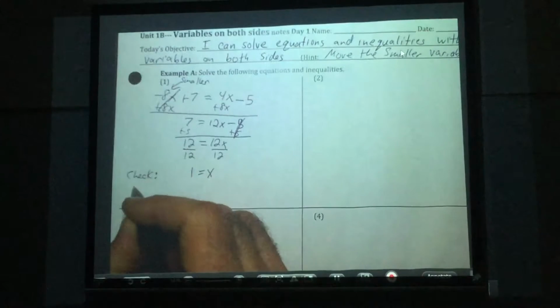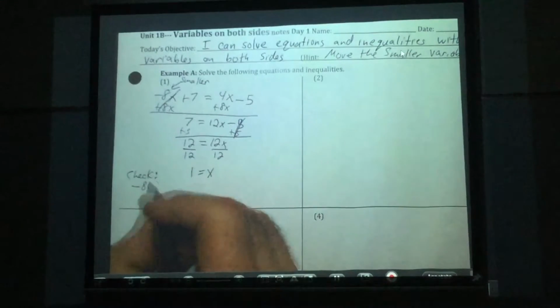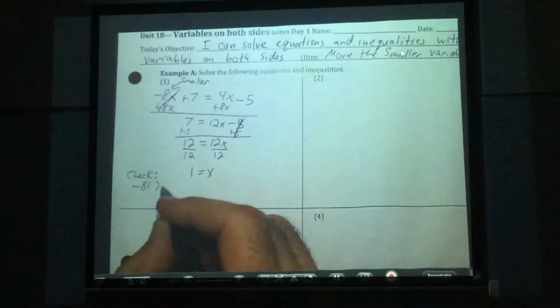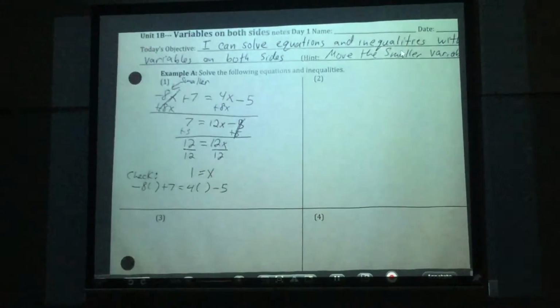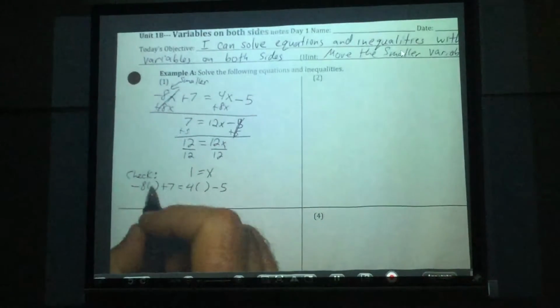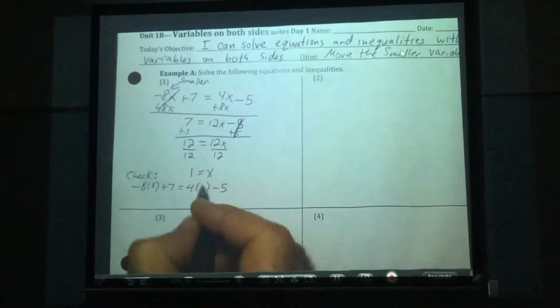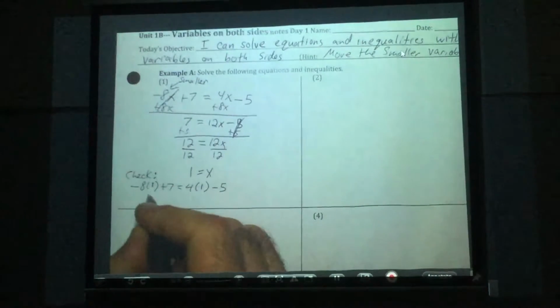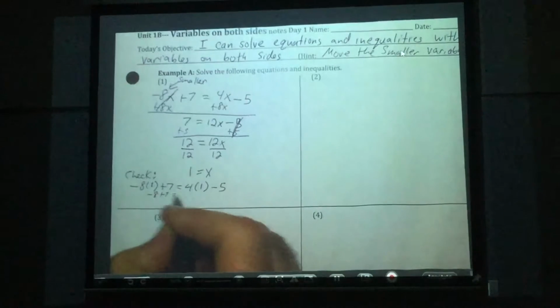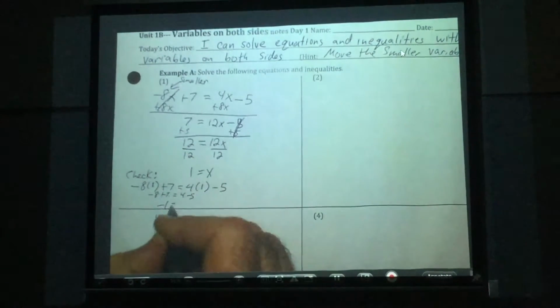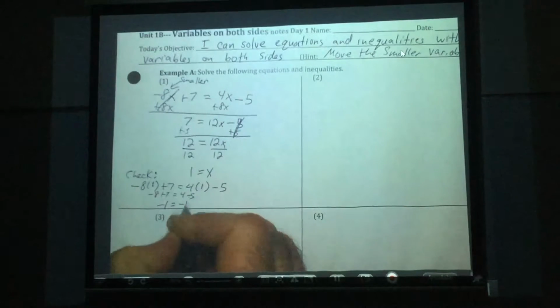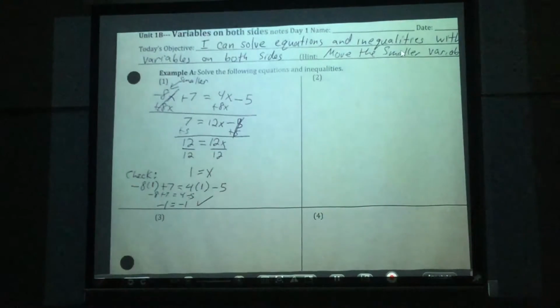I'm going to write the original equation, but instead of x, I'm going to put parentheses. So negative 8 parentheses plus 7 equals 4 parentheses minus 5. Okay, now we said that x is 1. That's what's going to go into the parentheses right here and right here. We wind up getting negative 8 plus 7 equals 4 minus 5. Negative 8 plus 7 is negative 1. 4 minus 5 is negative 1. There is your check. This is correct.